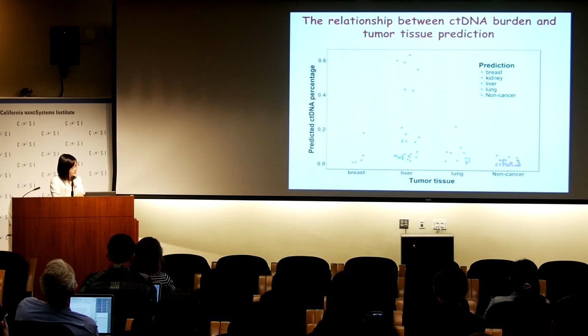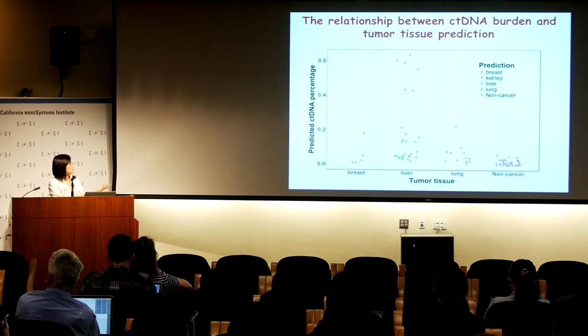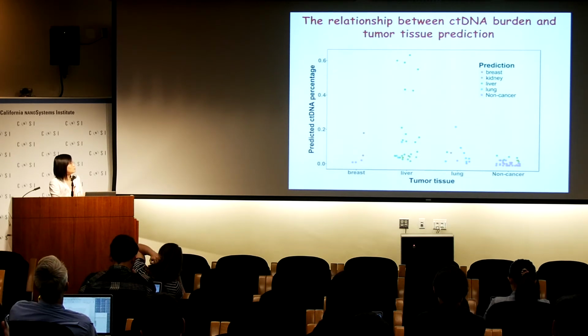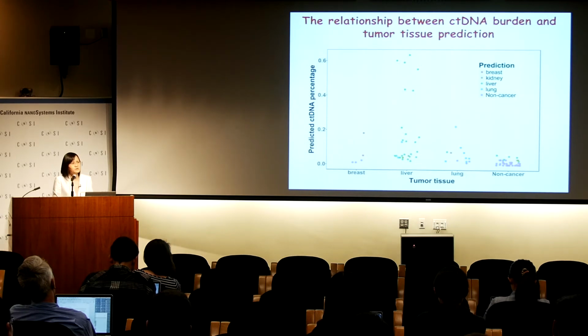And you can see that in general, if the ctDNA burden, just the tumor DNA burden, is high, then we can more easily predict the tumor tissue. For example, for breast cancer, if the tumor burden is high, we can identify it as breast cancer. But if tumor burden is very low, then it's not easy to identify. And the same for liver cancer. In general, for liver cancer, even in the early stage, you can expect 10% of the cfDNA could be from the liver tumor. Therefore, it's much easier to predict.